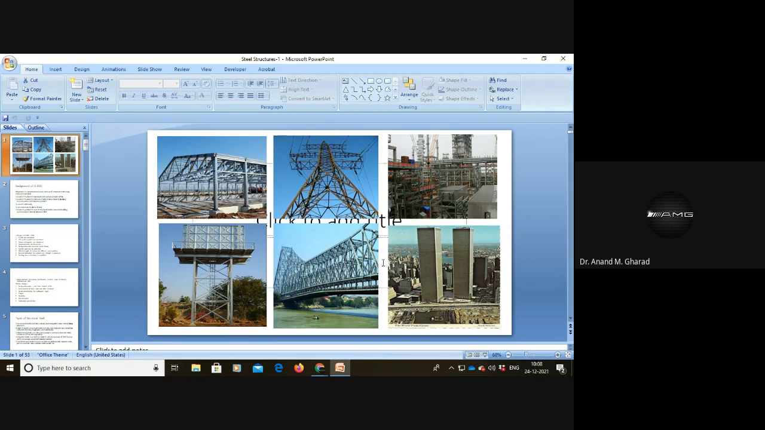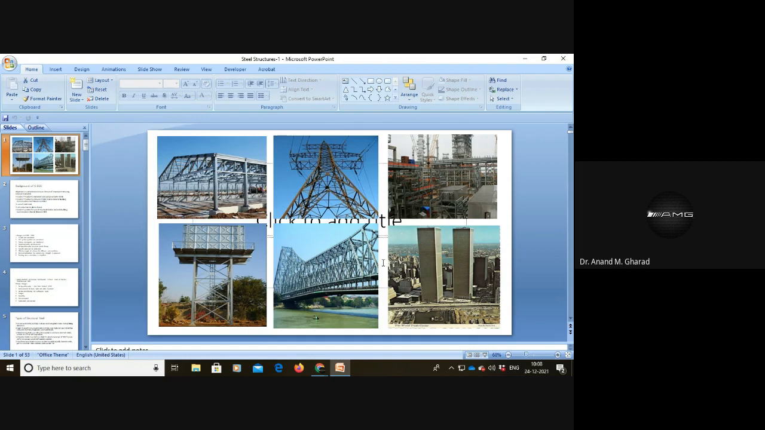The term design, we refer to finding out the dimensions and the quantity of the given material which will be required for design purpose. So exclusively we will be using steel, and we will be designing the components of any given structure with the help of structural steel.